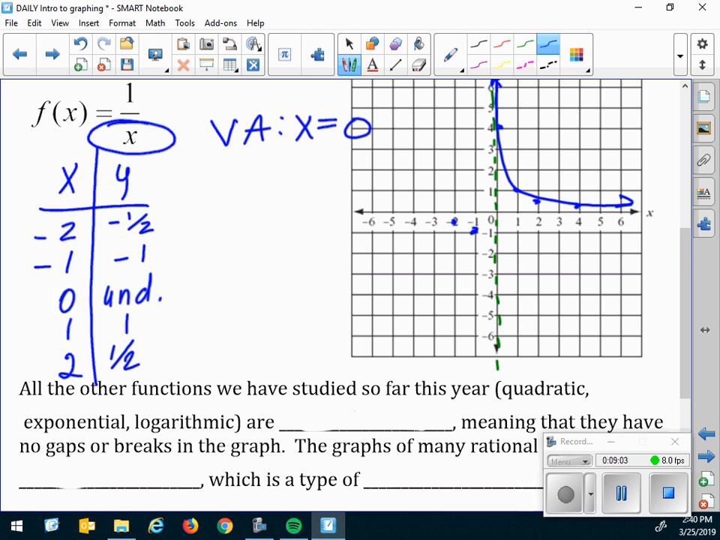What if x is a bajillion? I'm still going up, right? You can't tell, but I'm still going up. So, long story short, do I ever touch the x-axis? No. The x-axis is my horizontal asymptote.